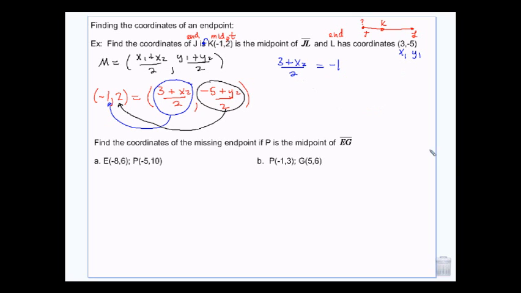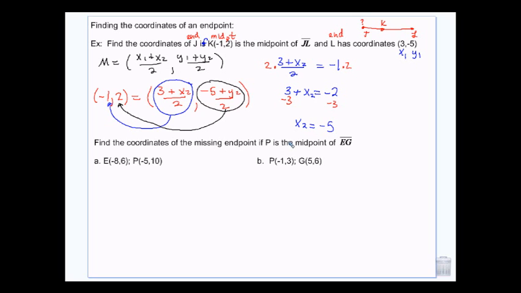So to find that, we're going to take this part and set it equal to -1. Then we solve it. Multiply by 2, so 3 plus x2 is equal to negative 2. And then I subtract 3. So x2 would be negative 5.